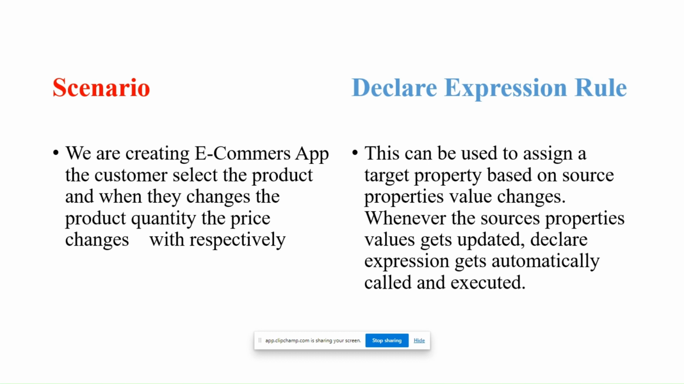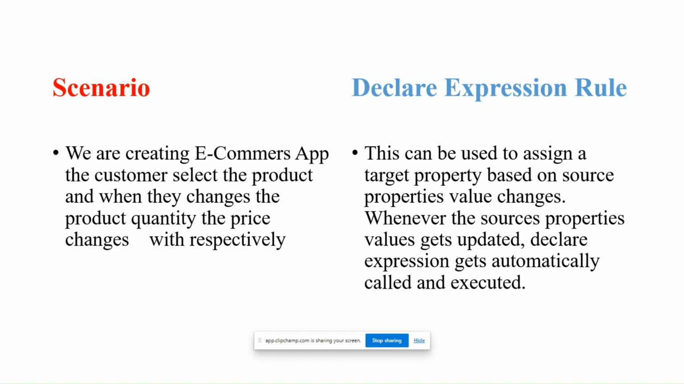The customer selects the product into the cart. When they change the product quantity, the price will also change automatically with respect to the quantity. In day-to-day life, we use Amazon and Flipkart applications. When we go to the cart and increase the quantity, the price also increases respectively. So we can use this type of requirement in Pega by using the declare expression rule.